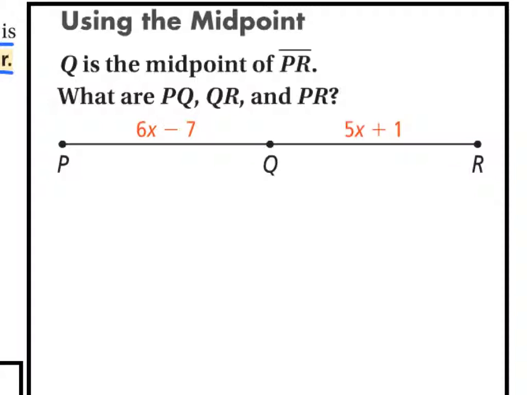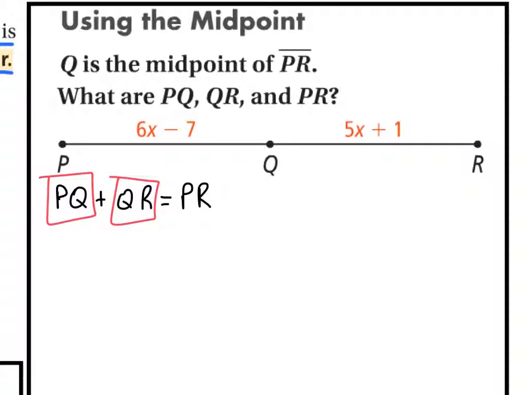Now, this is a true statement, by the way. If I wrote PQ plus QR equals PR, that is a 100% true statement. But there's a problem with doing that. I can plug in for PQ, I can plug in for QR, but I don't know anything about PR as far as knowing a number or an expression to plug in for it, right? I don't know anything there, so that doesn't help me. I get stuck in my first step.